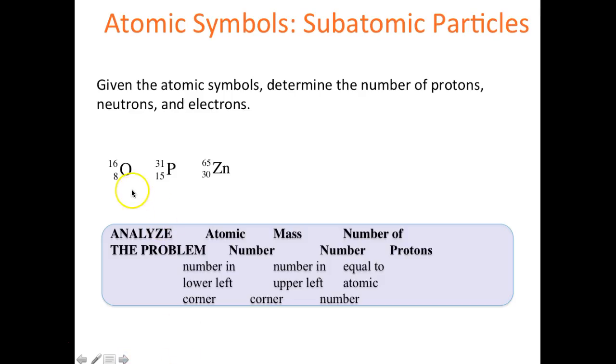All right, so here you're given the atomic symbols of oxygen, phosphorus, and zinc. So oxygen has 8 protons, and then 16 minus 8 gives you 8 neutrons, 8 electrons as well. Phosphorus has 15 protons, 15 electrons, and then 31 minus 15 gives you 16 neutrons. Zinc has 30 protons, 30 electrons. 65 minus 30 gives you 35 neutrons.